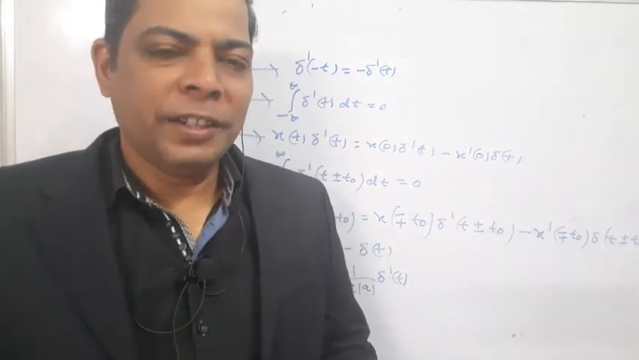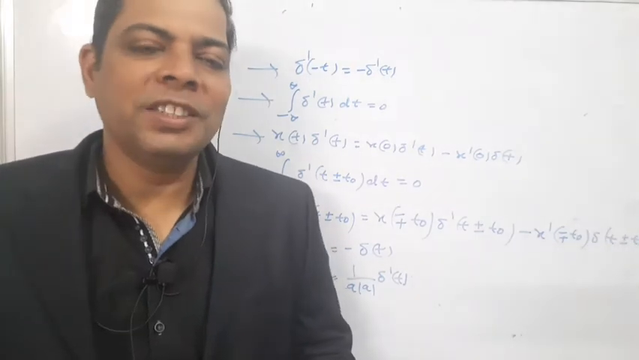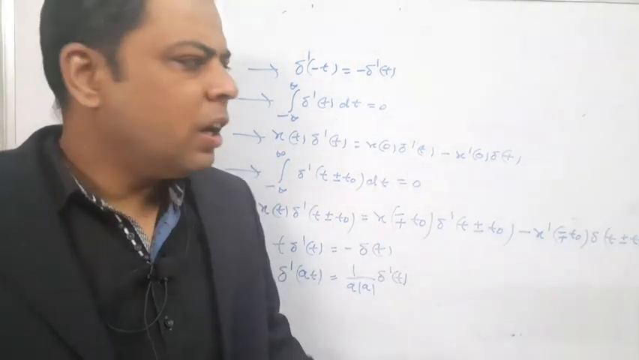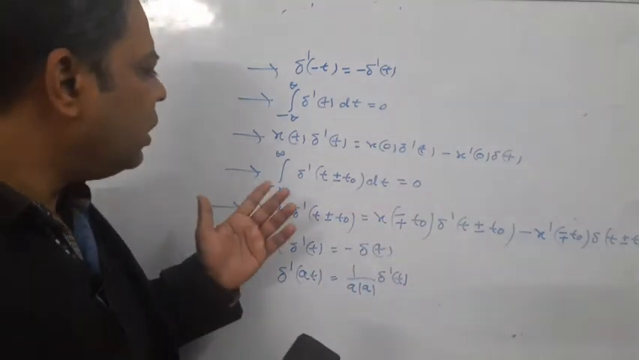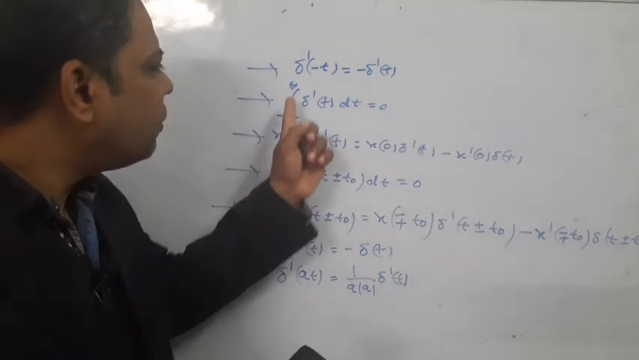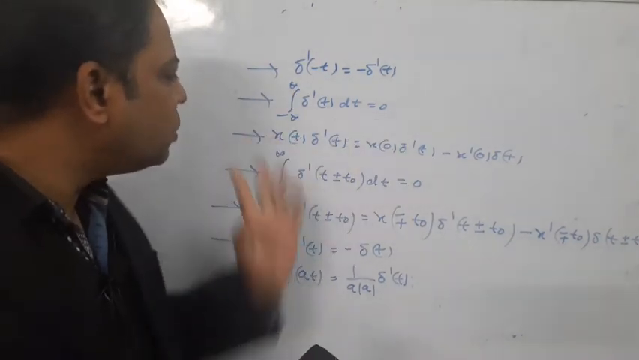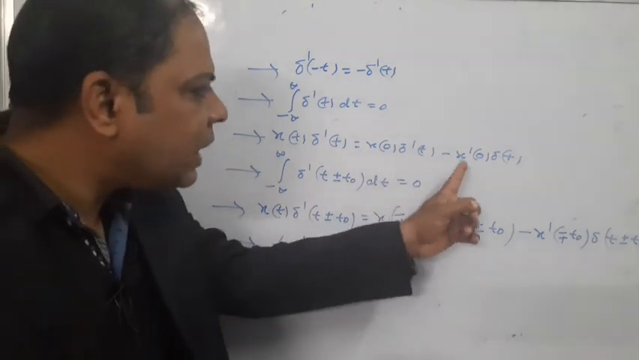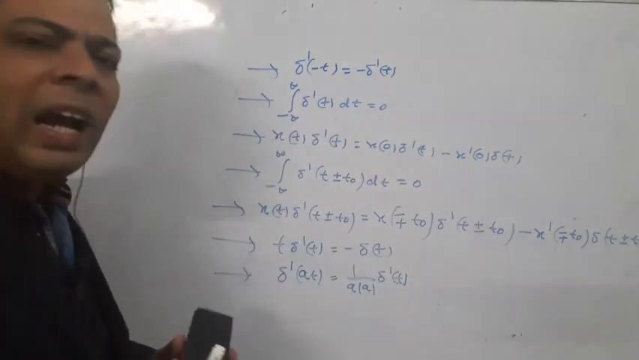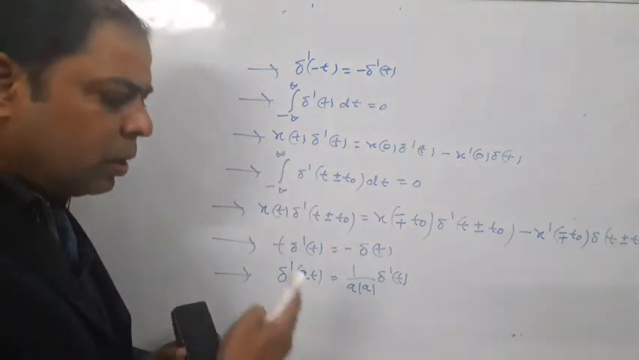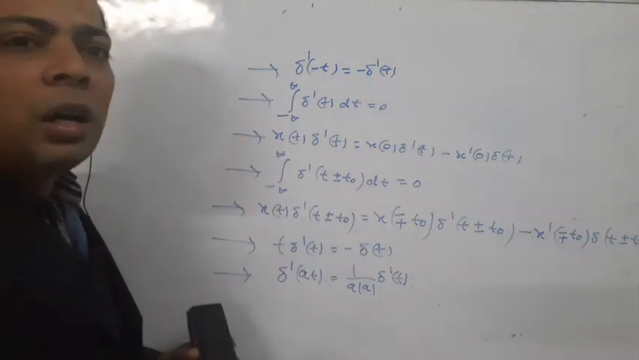Hello my friends, in my last video lecture I have covered many properties. That means I have covered these properties: del of minus t is equal to minus del t, the integral from minus infinity to infinity of del dash t dt is equal to 0, x t del dash t is equal to x of 0 del dash t minus x dash 0 del t. In this way I have covered many properties in part 1 and part 2 of the doublet function.